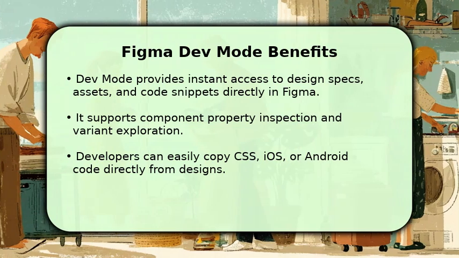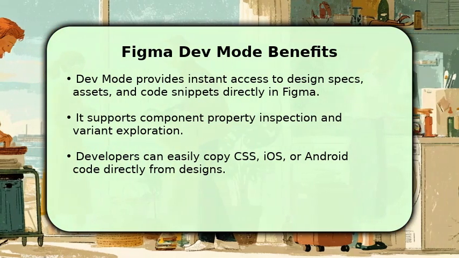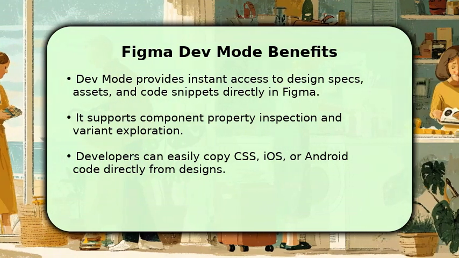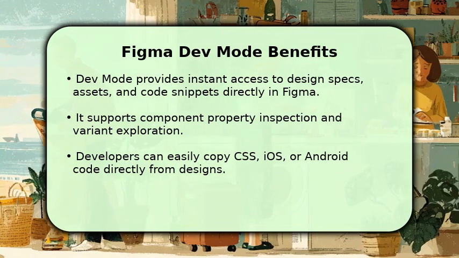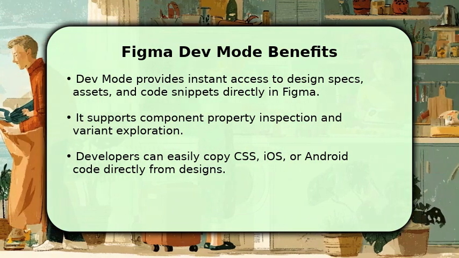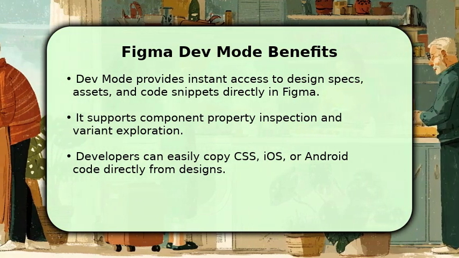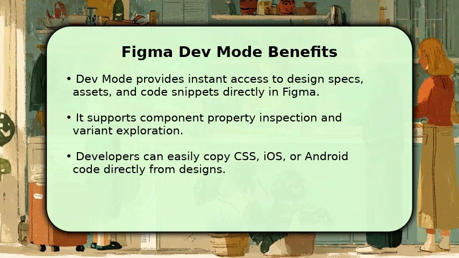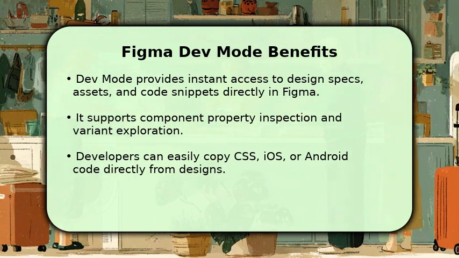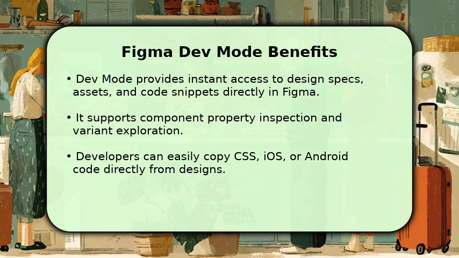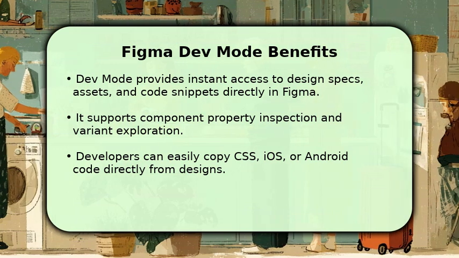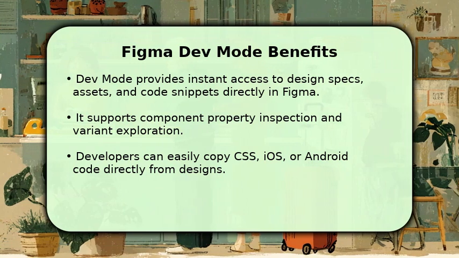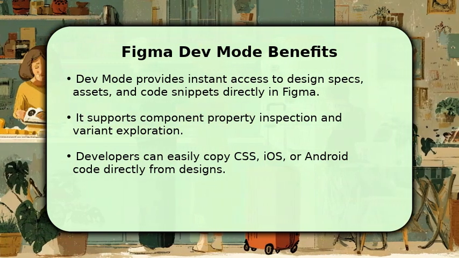Figma Dev Mode offers several key advantages, primarily its seamless integration. Developers can access design specifications, assets, and even generated code snippets, like CSS, iOS, or Android, without leaving the Figma environment. This reduces context switching and enhances efficiency. It also allows for easy inspection of component properties and variants, ensuring developers have all the necessary information at their fingertips for accurate implementation, fostering a more unified workflow.